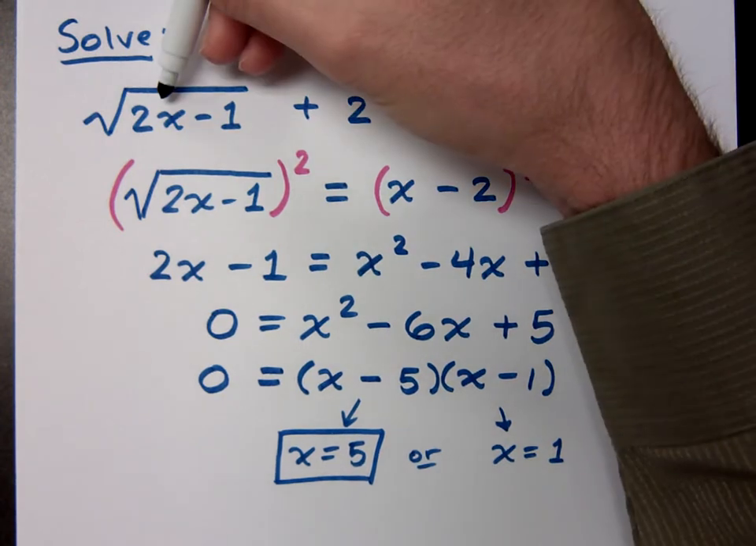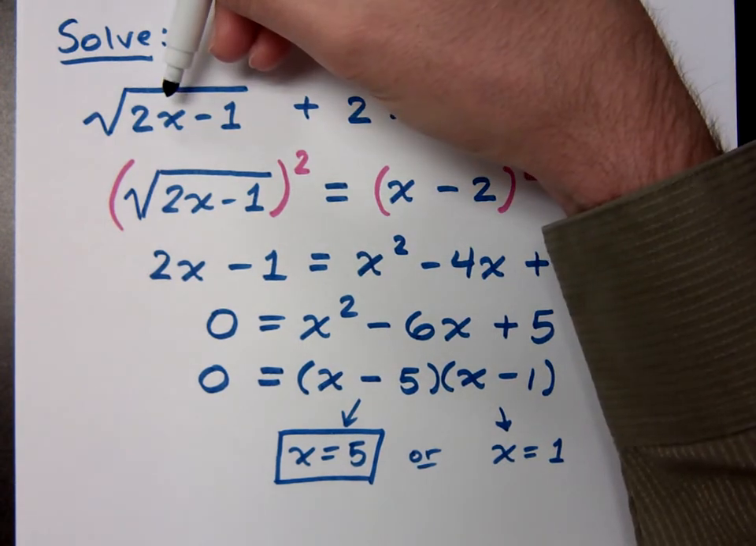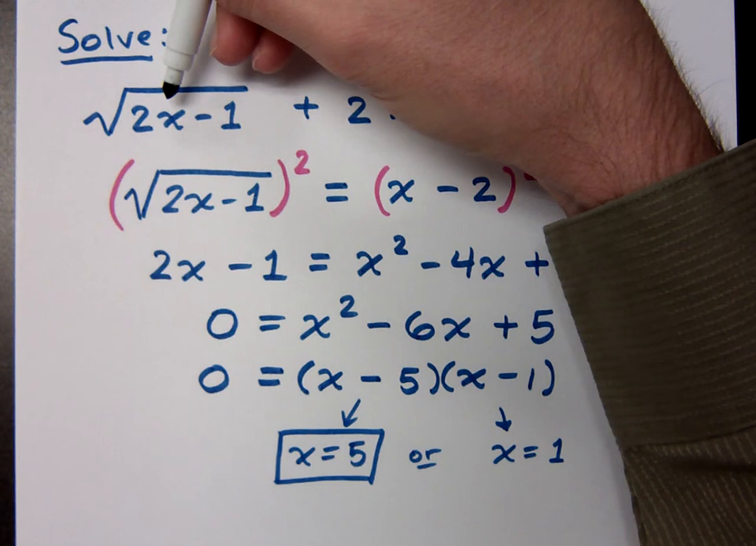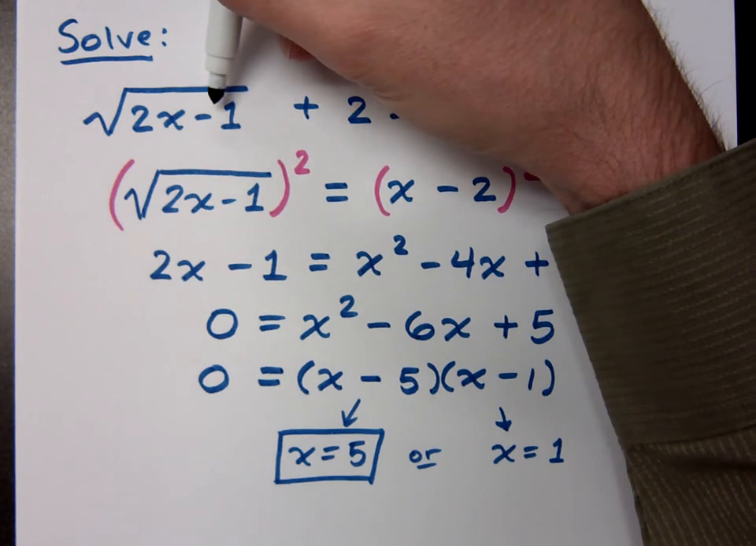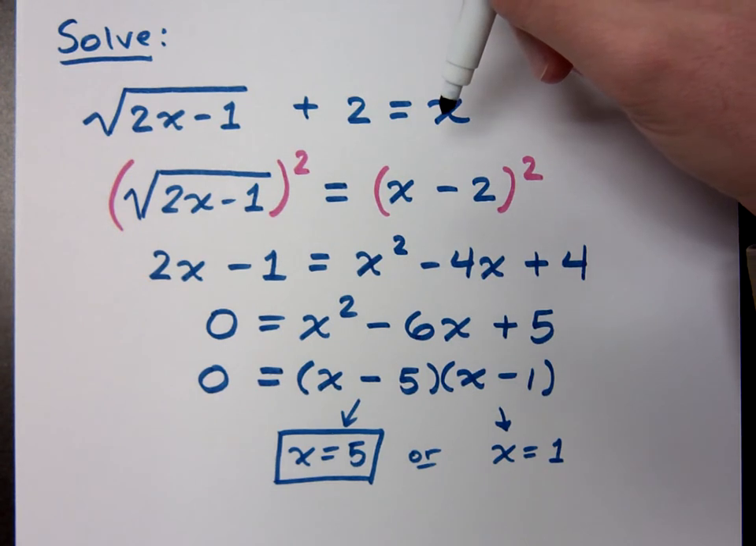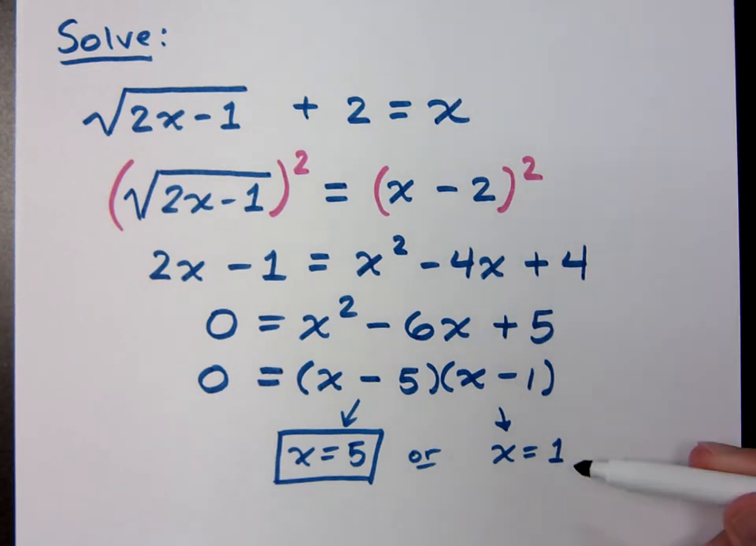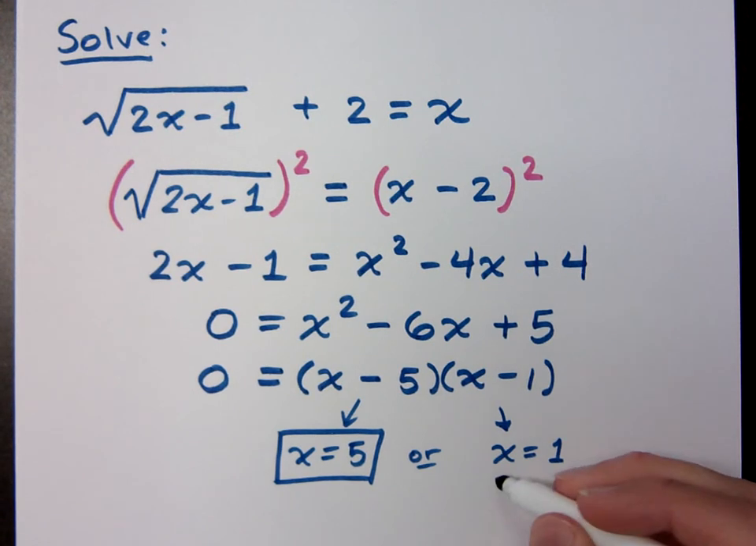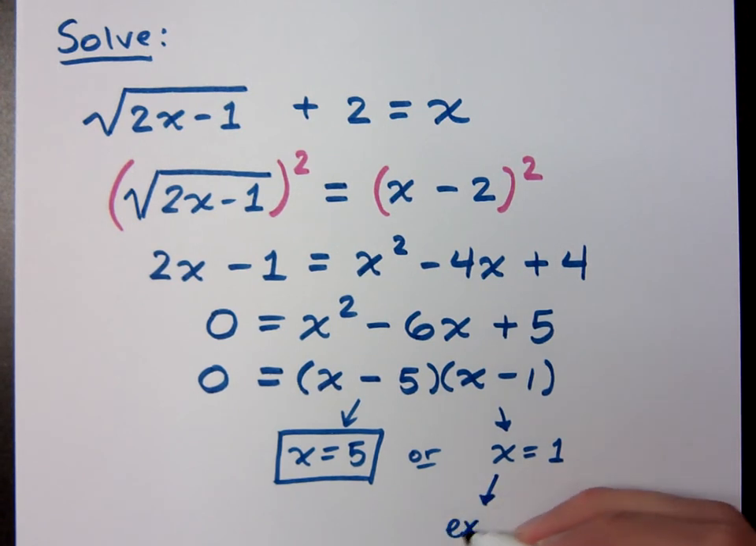Plug in the 1 here. What's 2 times 1 minus 1? 1. That's good. That gives me 1. What's the square root of 1? 1. Plus 2 is? 3. What was it supposed to equal? It's supposed to equal 1. But it doesn't equal 1, does it? Equals 3.